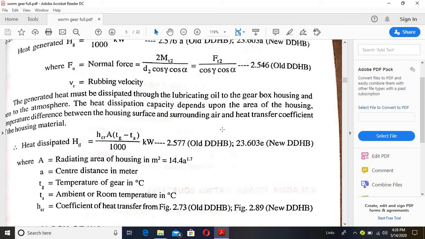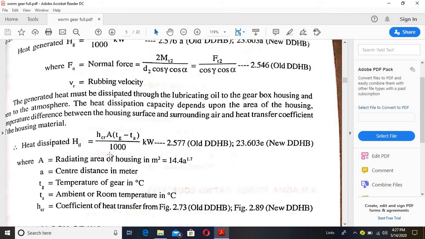And so depending upon these three, the heat dissipated will depend. This can be calculated: Hd is equal to Hcr A into (Tg minus Ta) divided by 1000, where A is nothing but the radiating area of the housing in mm square. The formula is 14.48 a to the power of 1.7.